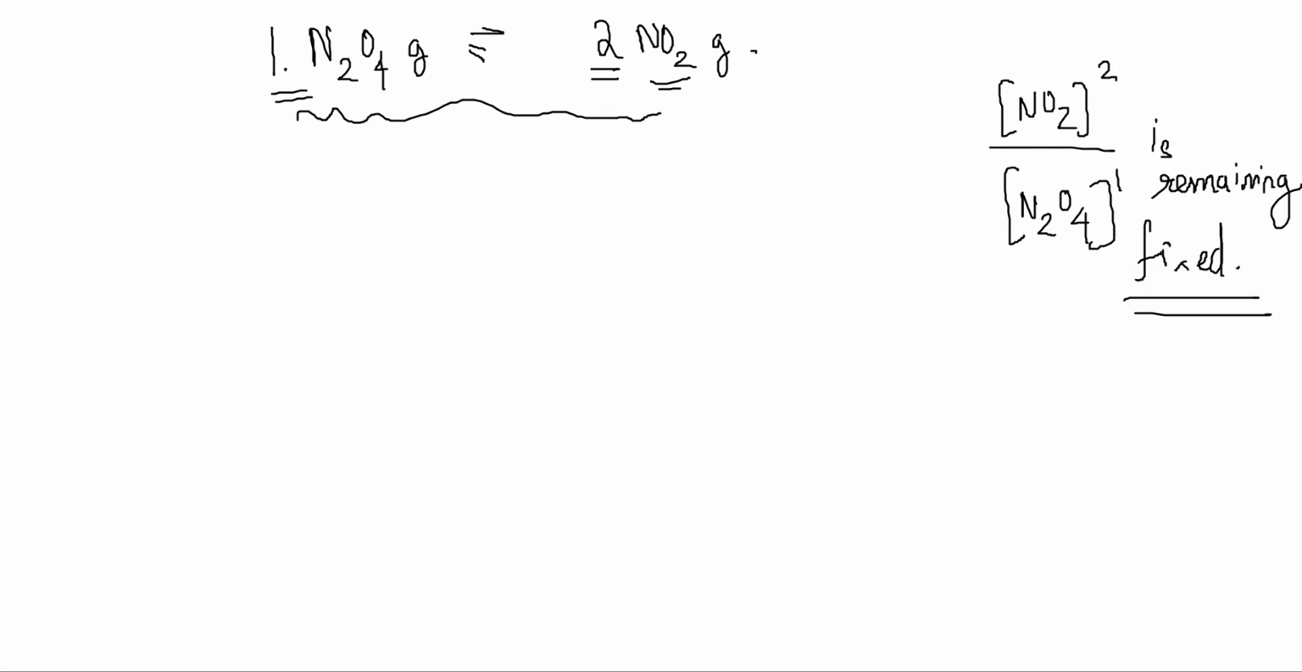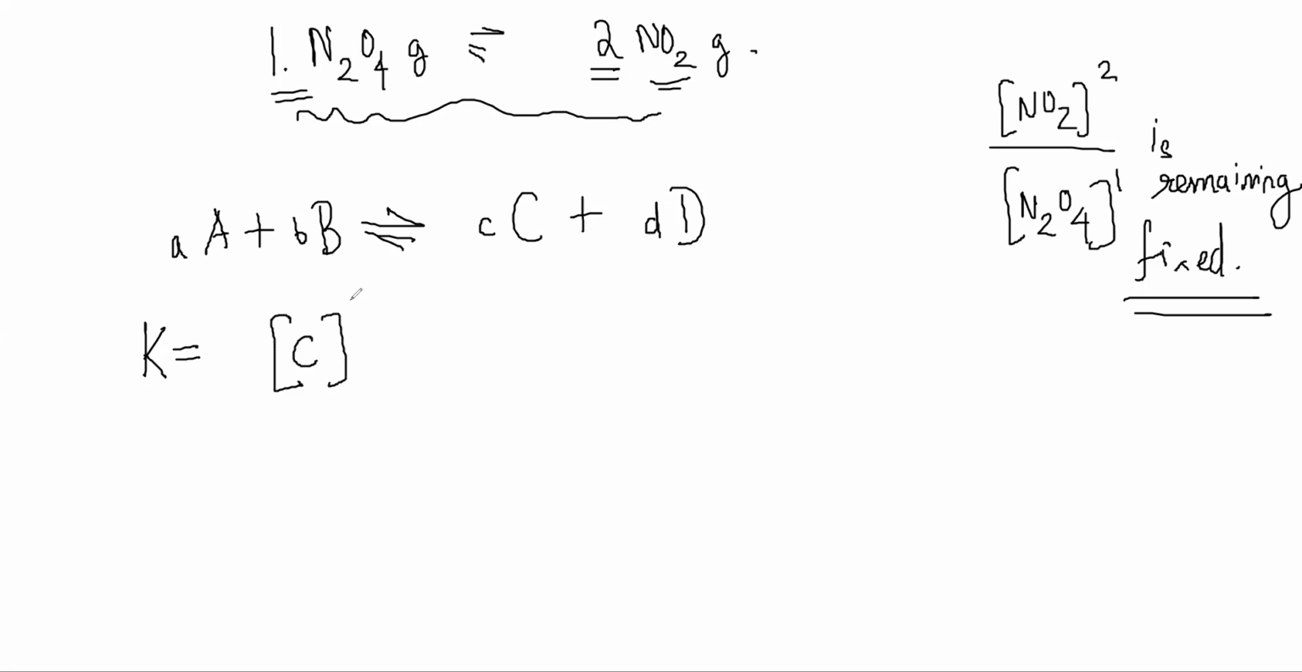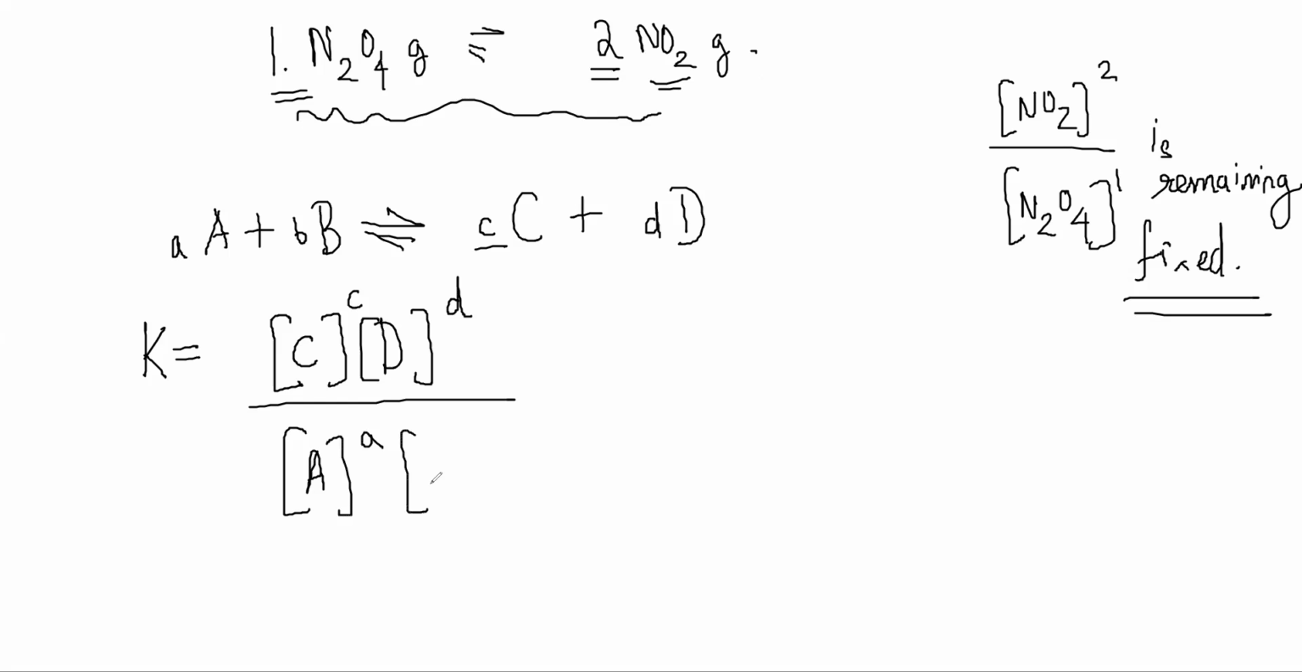So let's see, if you have aA plus bB reversible reaction cC plus dD, then the expression that we should construct should be, see, product was on top in the numerator. So you have C to the power c, because c was the coefficient, D to the power d, divided by A to the power a and B to the power b, right? This should be the expression that is similar in nature to this expression.